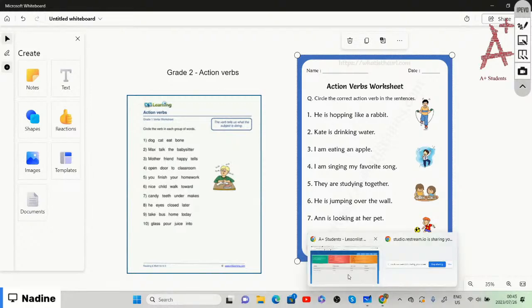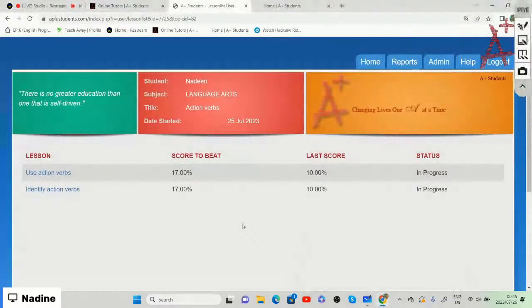All right. So that is the end of our lesson for grade twos on action verbs. And we said an action verb basically tells us what the noun does, right? We focused on the use of action verbs as well as identifying action verbs within different sentences. So that is basically the end of our lesson.